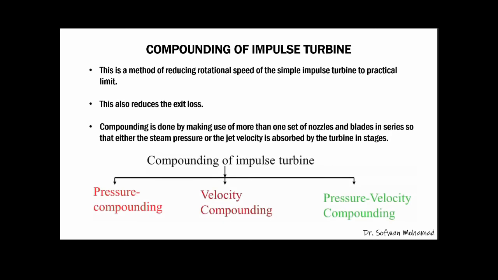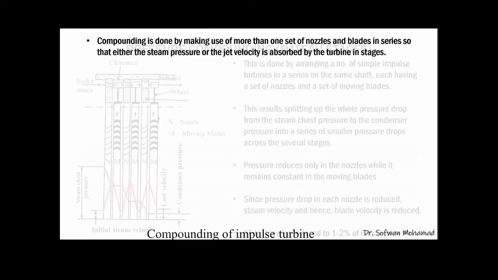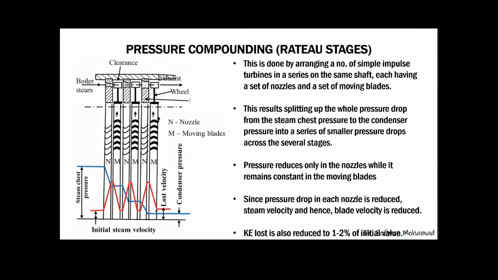And the compounding is done by making use of more than one set of nozzles and blades in series, so that either the steam pressure or the jet velocity is absorbed by the turbine in stages. Okay, there are three types of compounding. The first one is pressure compounding. The second one is velocity compounding. And the third one is the combination of pressure and velocity compounding. We will look into pressure compounding first, also called Rateau stages.